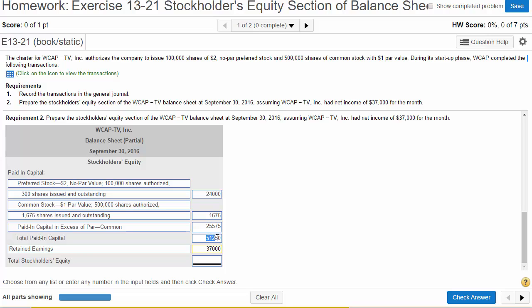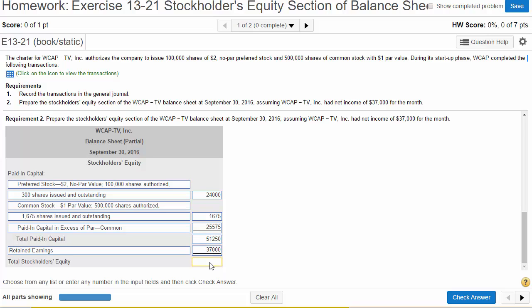So we now add total paid-in capital of $51,250 plus $37,000, which gives us $88,250 of stockholders' equity.